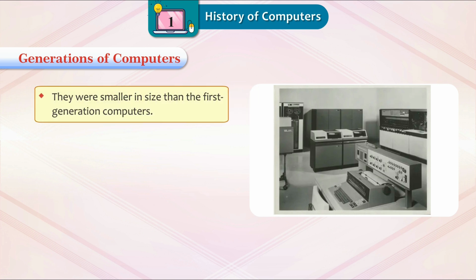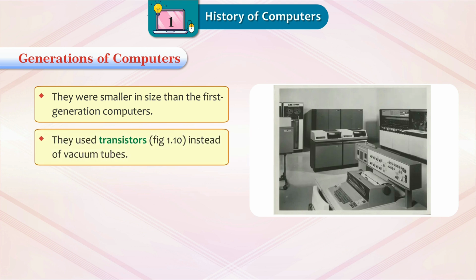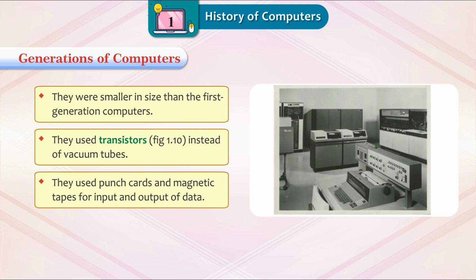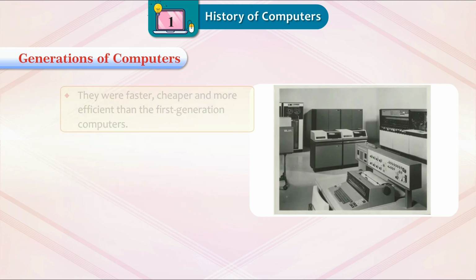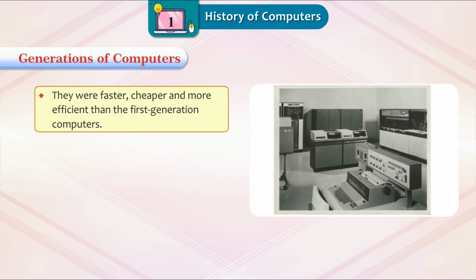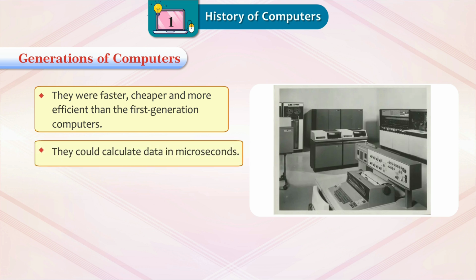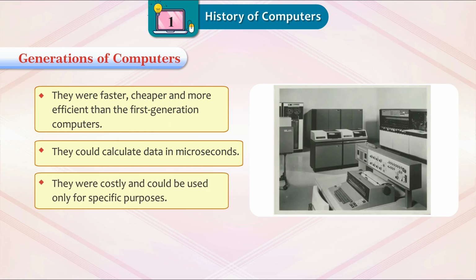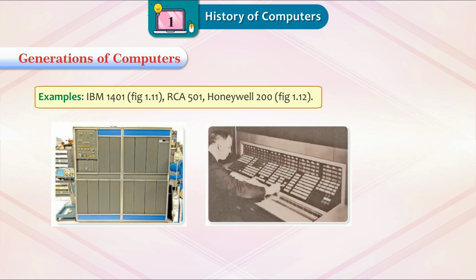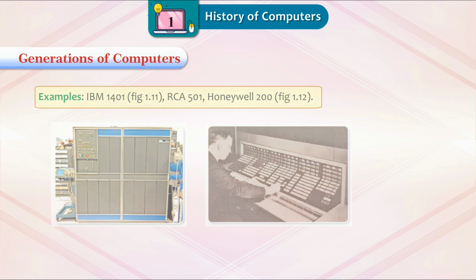They were smaller in size than the first generation computers. They used transistors, refer to figure 1.10, instead of vacuum tubes. They used punched cards and magnetic tapes for input and output of data. They were faster, cheaper, and more efficient than the first generation computers. They could calculate data in microseconds. They were costly and could be used only for specific purposes. Examples: IBM 1401, figure 1.11, RCA 501, Honeywell 200, refer to figure 1.12.